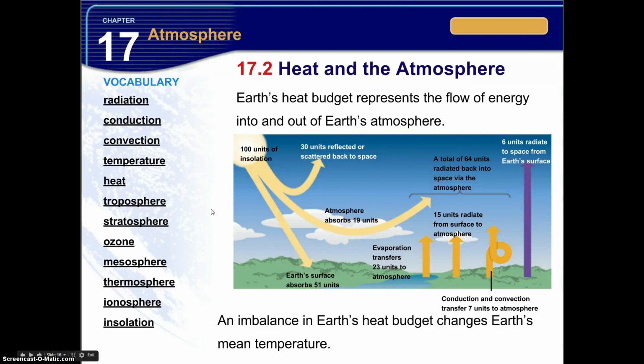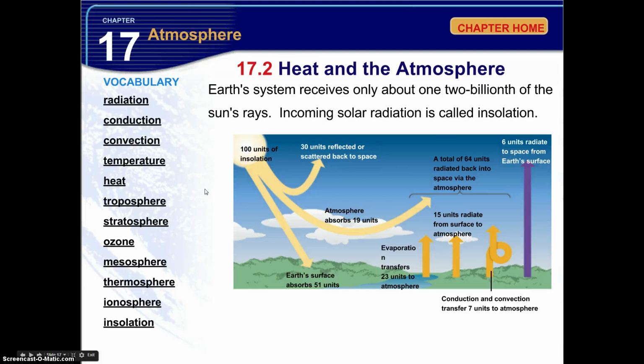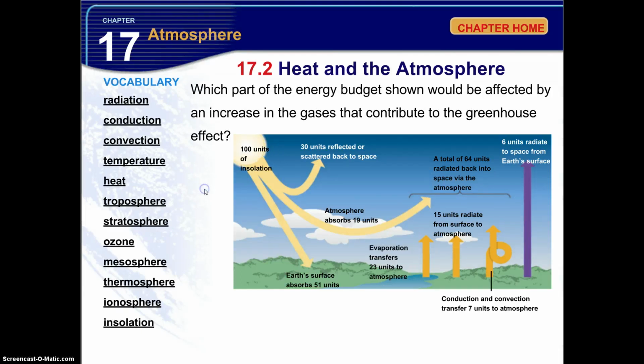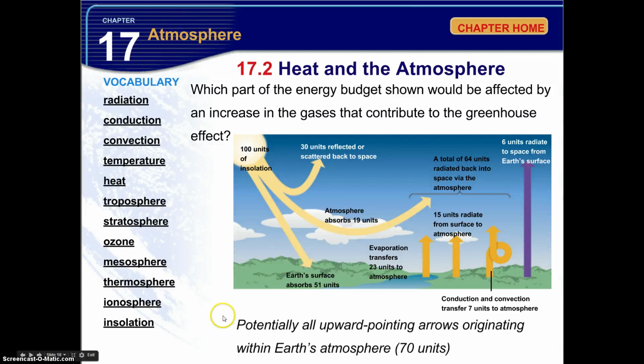Now, an imbalance in Earth's heat budget causes changes to Earth's mean temperature. Earth's system receives only about one half billionth of the sun's rays. Incoming solar radiation is called insolation. Which part of the energy budget shown would be affected by an increase in the gases that contribute to the greenhouse effect? Potentially all upward pointing arrows originating within Earth's atmosphere, so all 70 units pointing upwards.